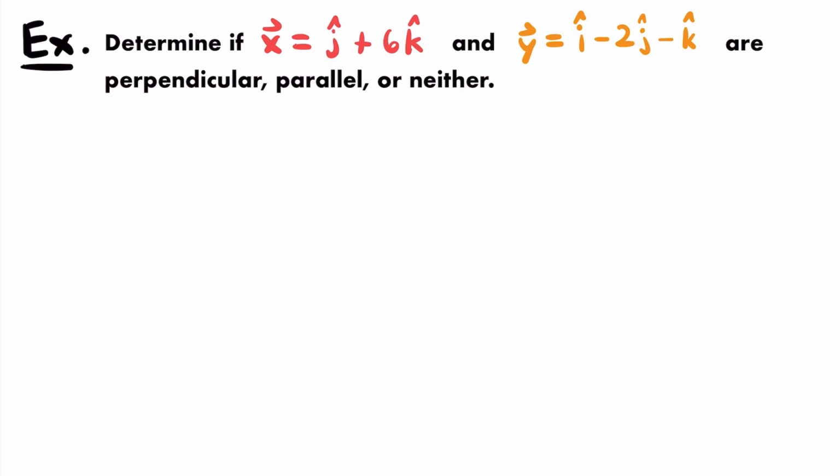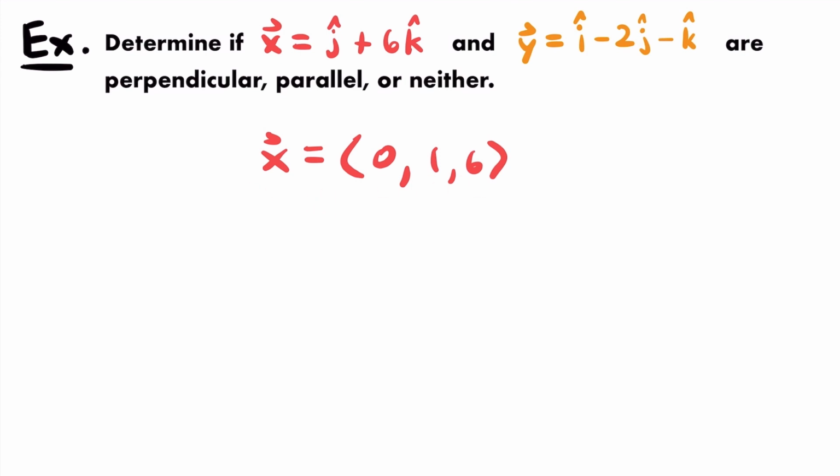All right, now if we start with looking at if they're parallel, right off the bat, I'm pretty sure that's not going to be possible because if you look at vector x, there is no i term, right? We have j plus 6k. Vector x doesn't have an x component. So if we were to write that out in standard form, vector x would be equal to 0, 1, 6, right? We're just taking the coefficients of i, j, and k. There is no i, so the x component is 0. The coefficient of j is 1, and the coefficient of k is 6.